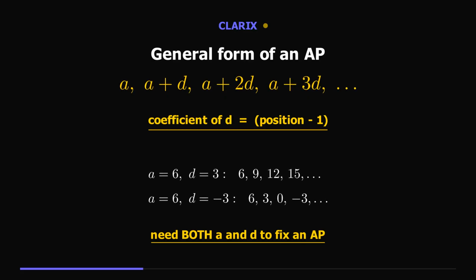And to pin down an AP completely, one number isn't enough. You need both the first term a and the common difference d. Give me a equals 6 and d equals 3, I get 6, 9, 12, 15. Same a, but d equals -3, and now it's 6, 3, 0, -3. Different d, a completely different list.